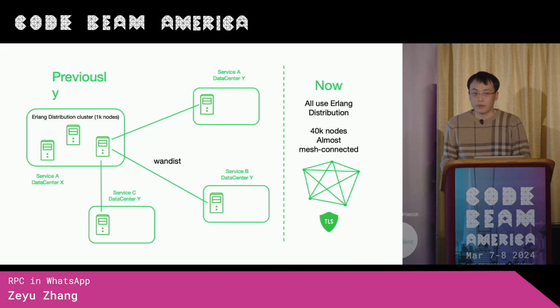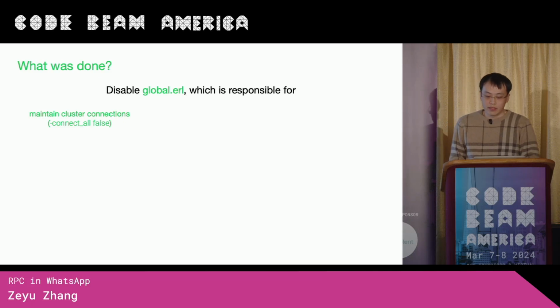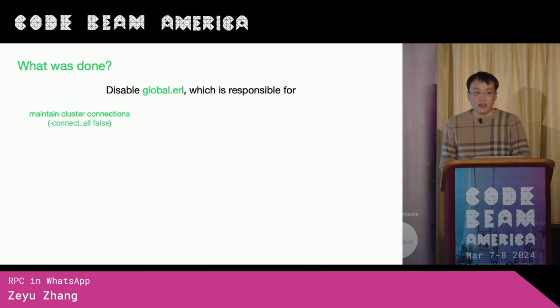So now, our entire cluster is connected using pure Erlang distribution. They are almost mesh connected, and we use TLS encryption between any connected pair of nodes. So yes, 40K nodes almost mesh connected. I talked too much about the history. So what have we done? The core part that we do is to disable the global server.